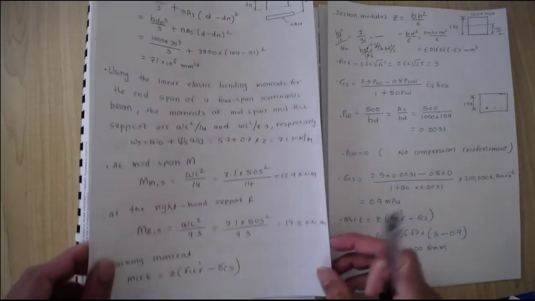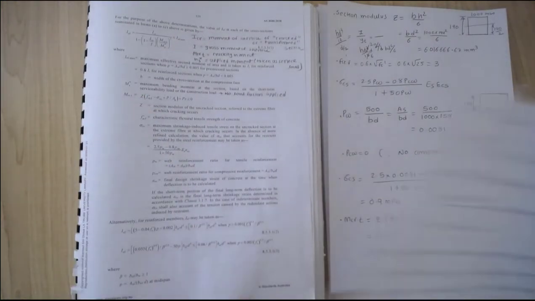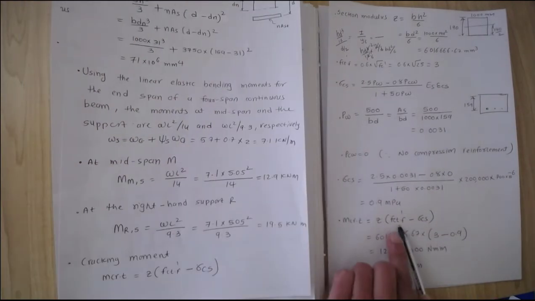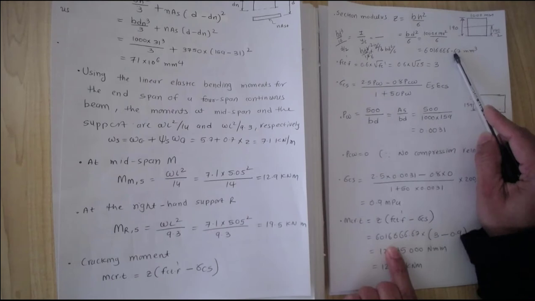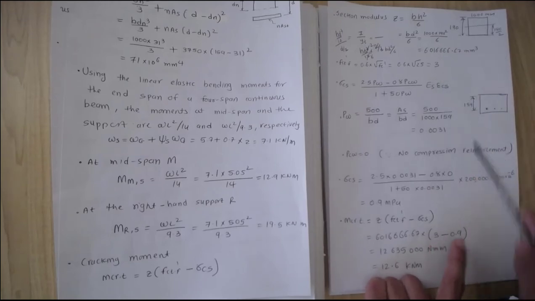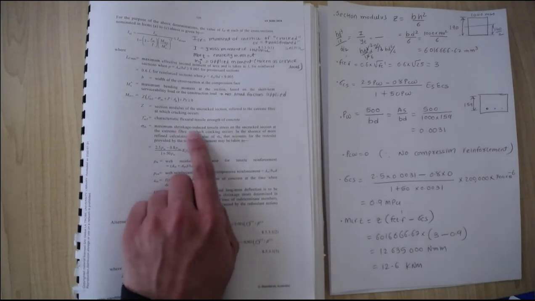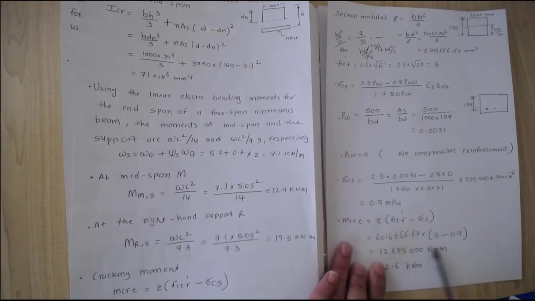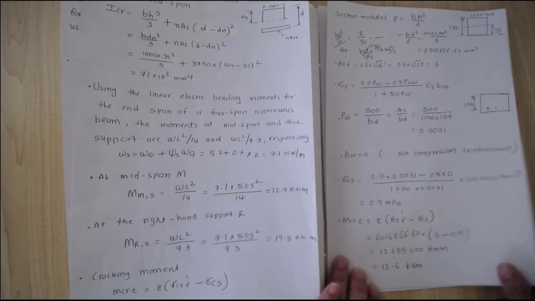Now we can use these cracking moment equations, Z bracket f'ct.f minus sigma cs. The section modulus we just calculated, tensile strength 3 megapascals, minus the maximum shrinkage tensile stress, which is 0.9. If you use your calculators, you will get 12,63500 Newton millimeters. We need it in kilonewton meters, so divide by 1000, that will give me 12.6 kilonewton meters.